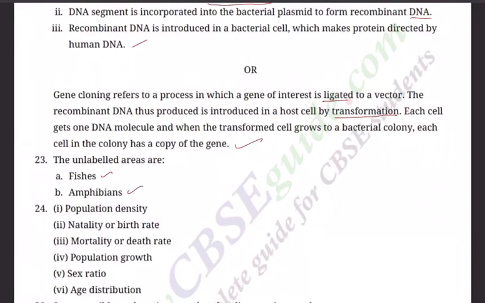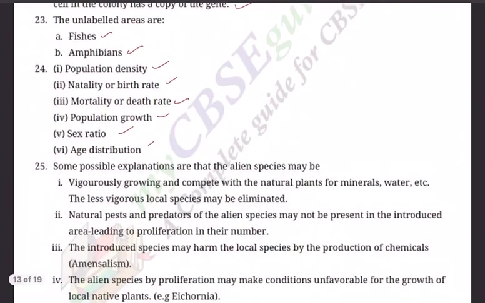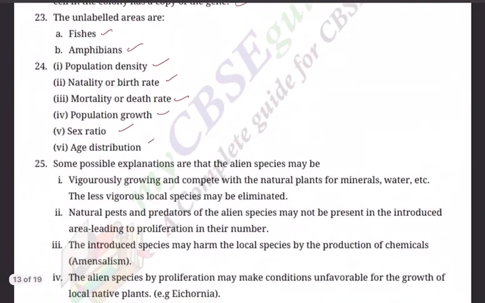Next, question 24. List the attributes that populations but not individuals possess. So, attributes of populations. 1. Population density. Second is natality or birth rate. Third is mortality or death rate. Fourth is population growth. Fifth is sex ratio. Sixth is age distribution.